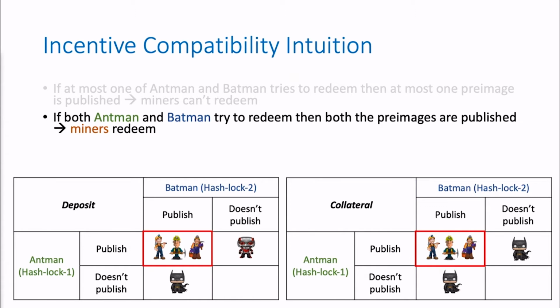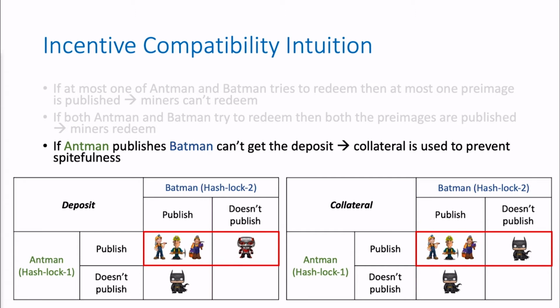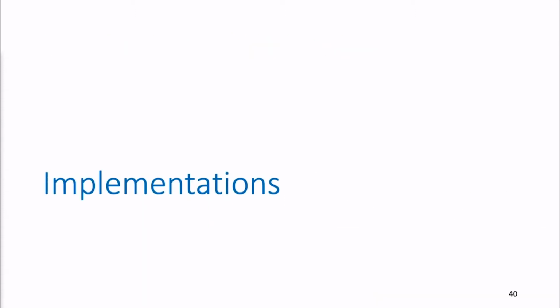And this illustration also shows why we need the auxiliary contract. The point is to break the tie for Batman in case Ant-Man publishes the pre-image. Okay, so if Ant-Man publishes the pre-image, then Batman knows he lost the tokens, right? If he doesn't do anything, the tokens go to Ant-Man. If he publishes his pre-image, then the tokens go to the miner. So we want to persuade him, or to incentivize him, to not publish his pre-image. And this is why we use the collateral contract. Okay, so we essentially reward him for not publishing the pre-image. This is here on the right-hand side. All right. So it is secure.